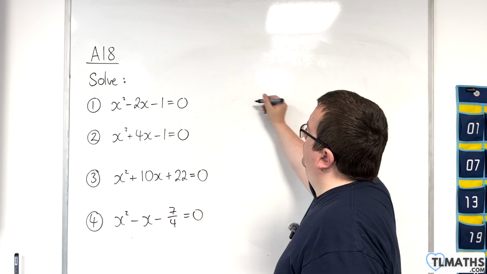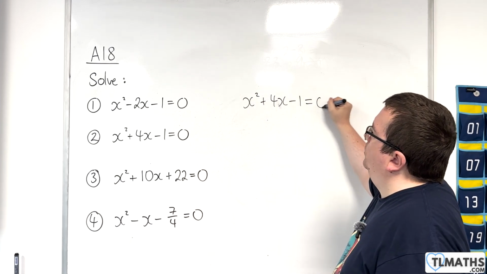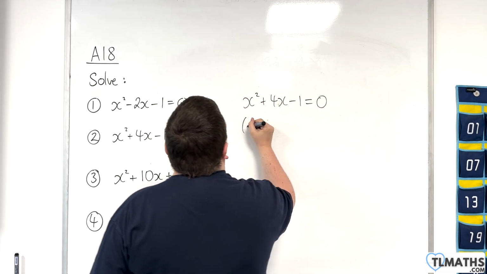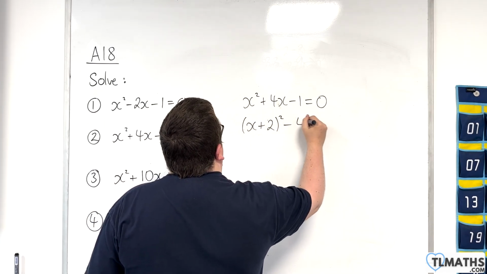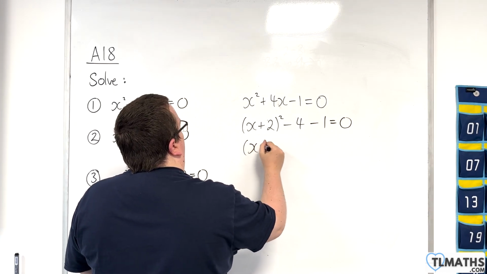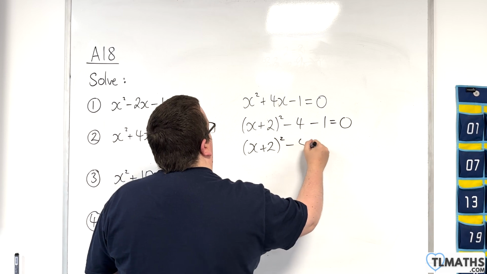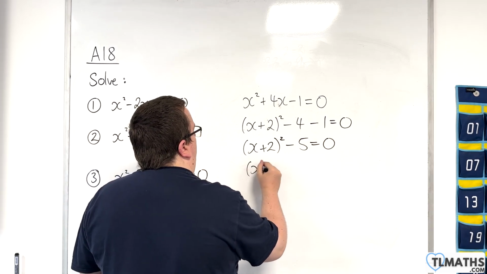So number 2, we have x squared plus 4x take away 1 is equal to 0. So complete the square, x plus 2 squared, take away 2 squared is 4, then we've still got the take away 1. So tidy. Okay, then we can add 5 to both sides.